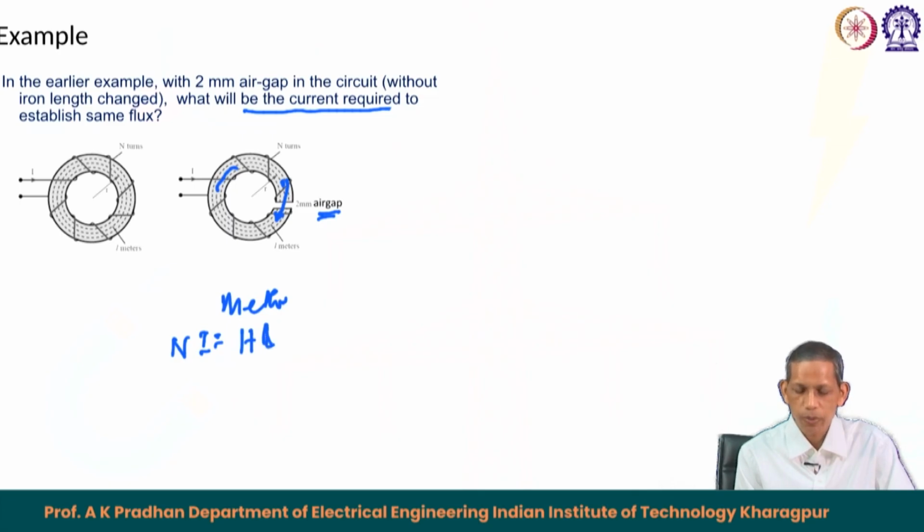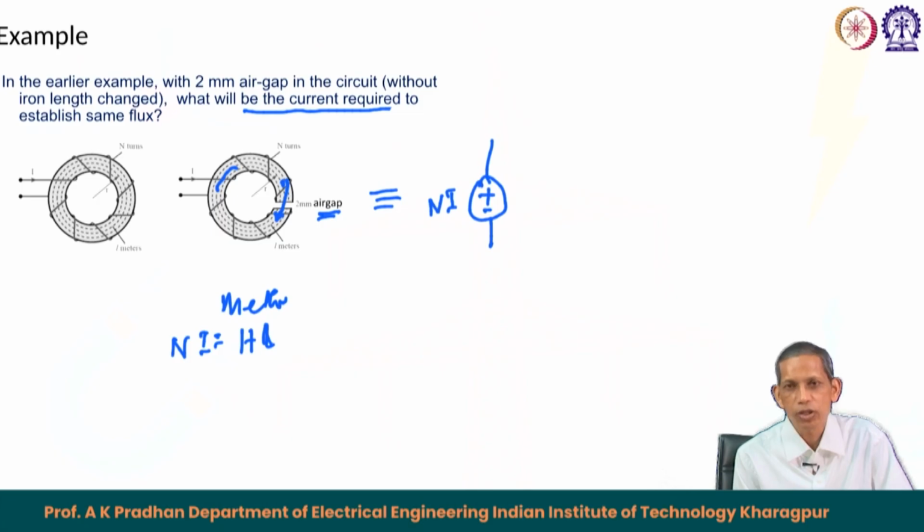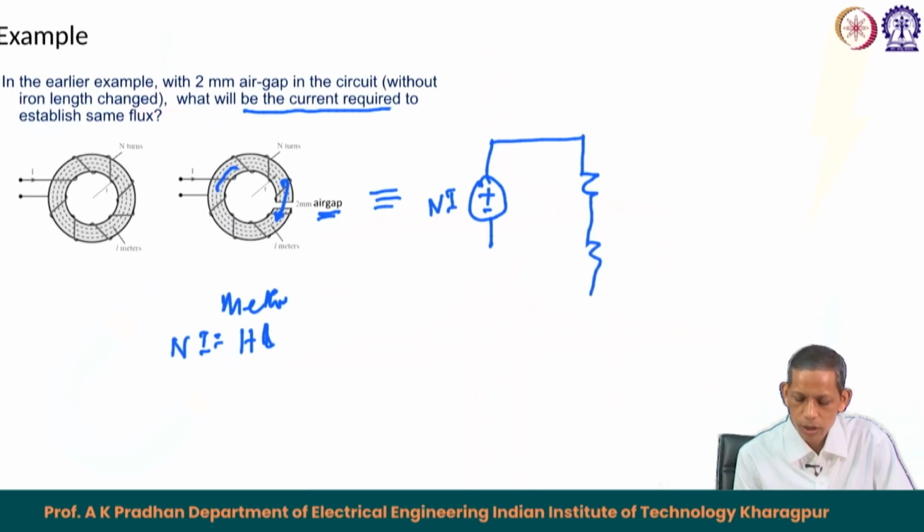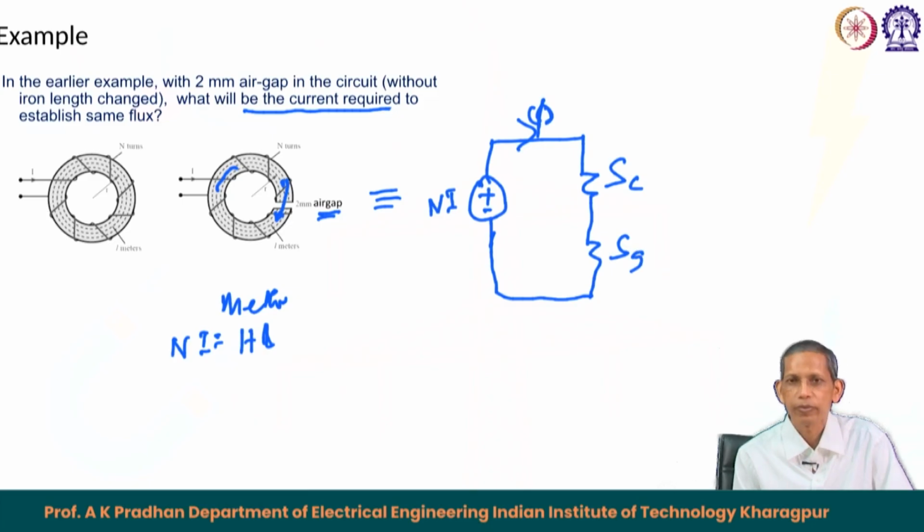In this case, we will find the equivalent circuit diagram first, and then we can analyze it in a better way. You see here the equivalent circuit diagram. This is the source Ni, and because it encounters the air gap and the flux is the same in the air gap, there are two reluctances in this case, series connected, with flux phi. We say here S c for the core and S g for the air gap.